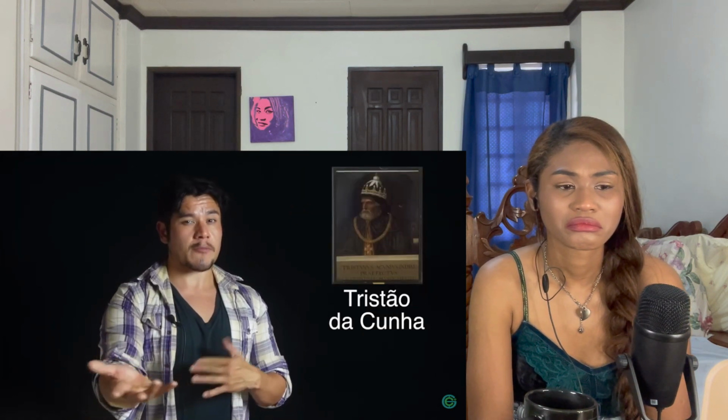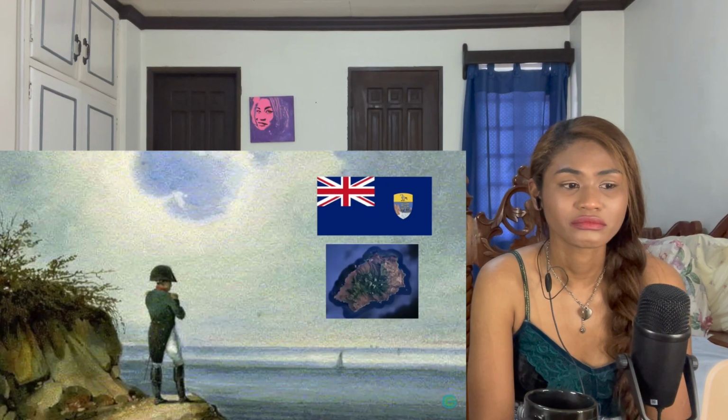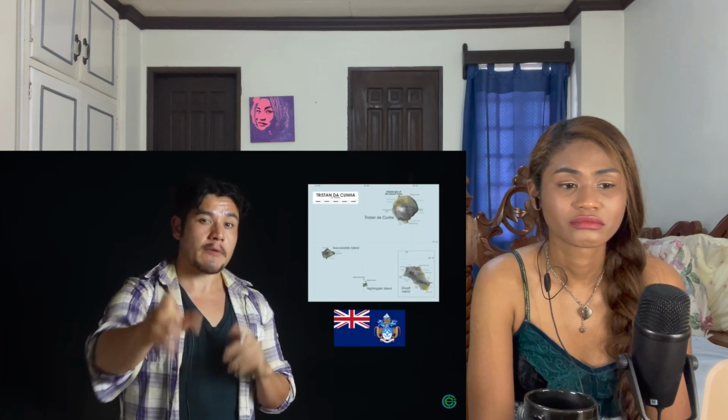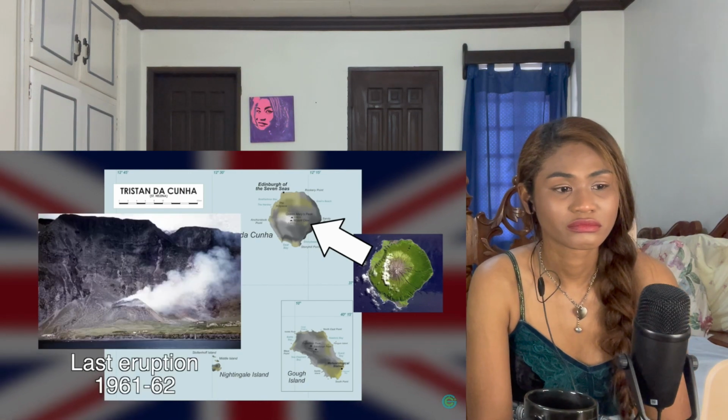Basically, they were discovered by the Portuguese, hence the Portuguese name Tristan da Cunha. St. Helena, which is also where Napoleon was exiled that one time, has its own bank that creates St. Helenian pounds on parity with pound sterling. Tristan da Cunha is actually made up of 6 islands. Only Tristan da Cunha is inhabited, and it is the only active volcanic island of the group.